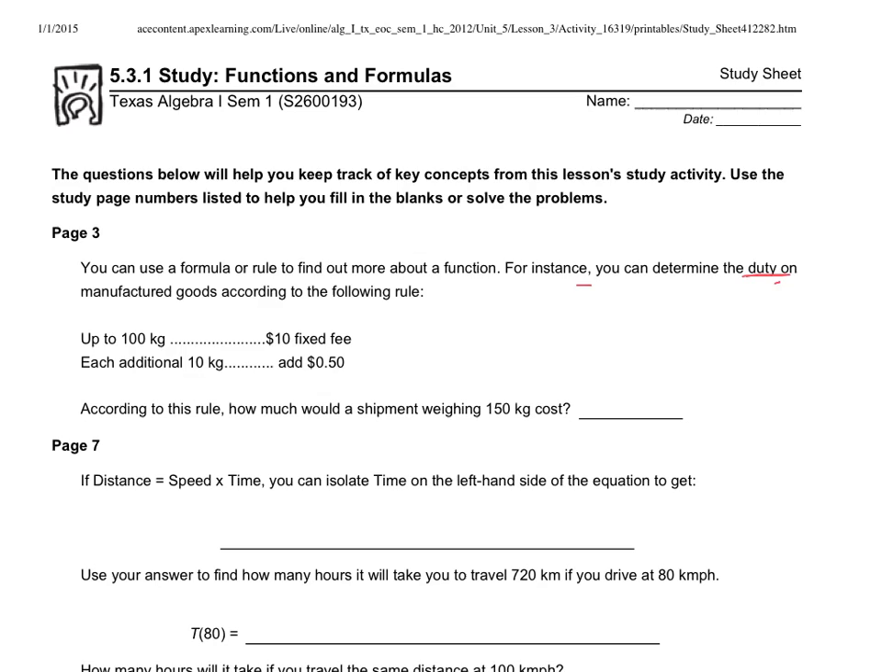So it says up to 100 kilograms, so you're making something, and up to 100 kilograms, it just costs you $10. But for every additional 10 kilograms, you're going to add 50 cents. So it wants to know how much a shipment weighing 150 kilograms would cost. Well, we know the first 100 is going to be $10. That leaves us 50 more.